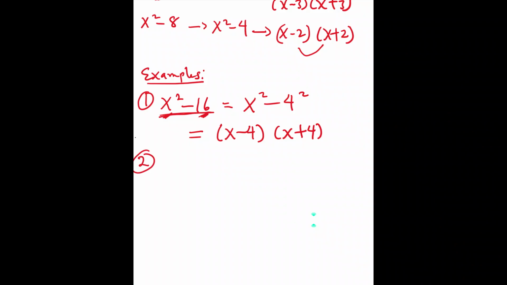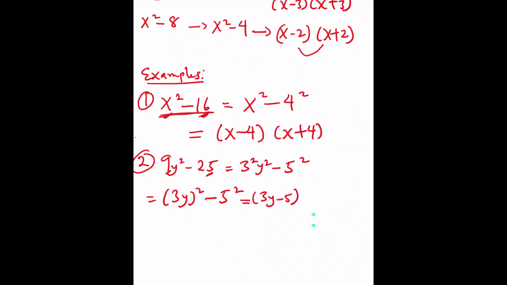Example 2, we have 9y squared minus 25. In this case, we can find the square root of 9 and we can find the square root of 25. So we can break it down to 3 squared y squared minus 5 squared. Or we can write it like this: 3y all squared minus 5 squared. So when we break it down, we get 3y minus 5 into 3y plus 5.